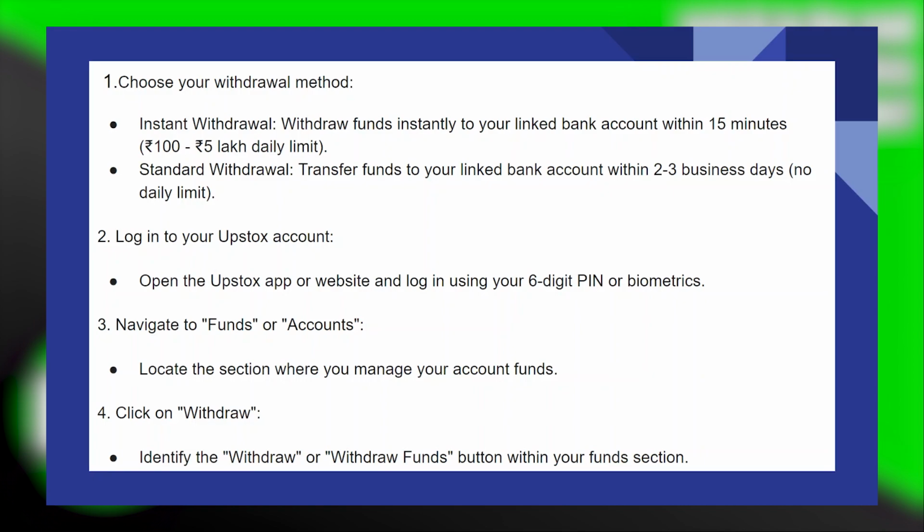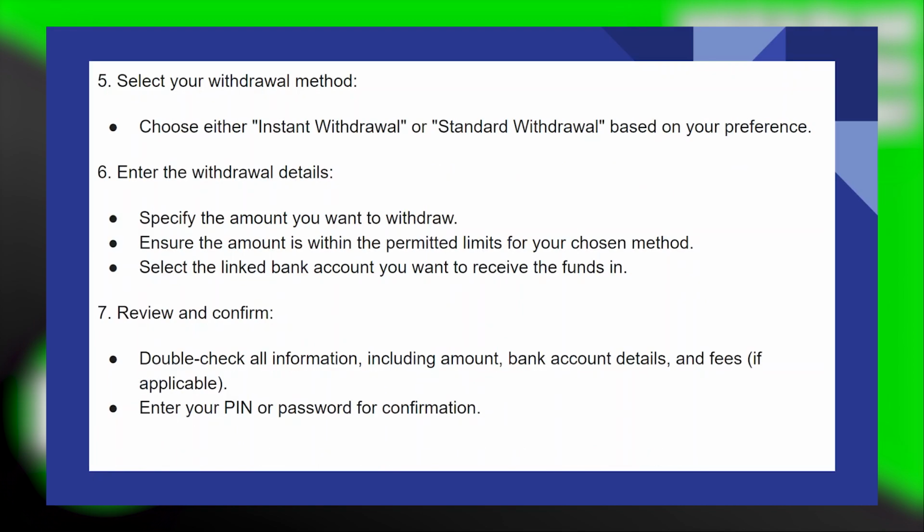Now, open the Upstox app or website and log in using your 6-digit PIN or biometrics. Locate the section where you manage your account funds. Then identify the Withdraw or Withdraw Funds button within your Funds section. After that, choose either Instant Withdrawal or Standard Withdrawal based on your preference.